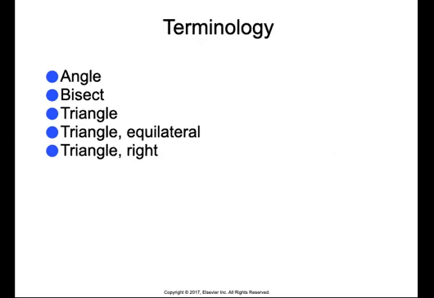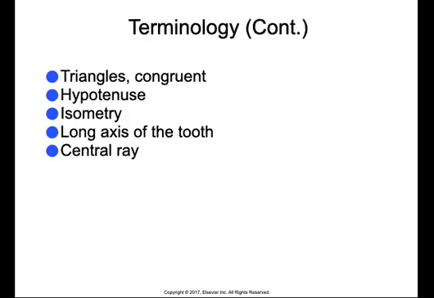Some key terms that you'll want to know, they are in the book on pages 175 to 176, are angle, bisect, what it means to bisect, what a triangle is, what an equilateral triangle is, as well as a right triangle, what a congruent triangle is, what a hypotenuse is, what isometry means, the long axis of the tooth, as well as the central ray.